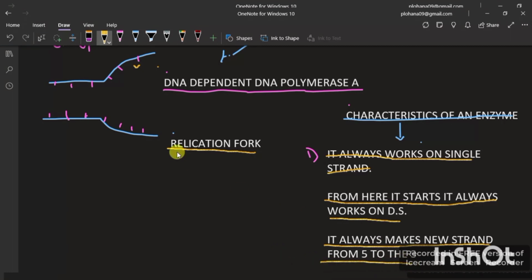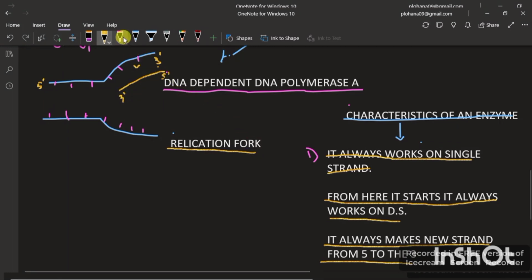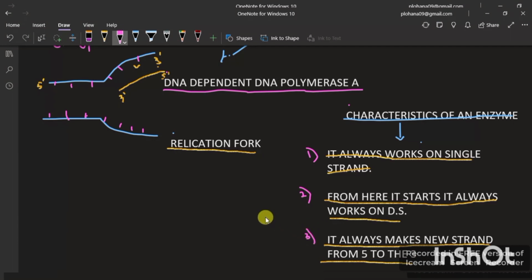The third characteristic is that it always makes a new strand from the 5' end to the 3' end. If I have the 5' end here and the 3' end here, it means the new strand which will be made will be made from the 5' end to the 3' end. If I am going to make the strand from here to there, it must be 5' end here, because this is the condition of this enzyme, and here it has to be 3' end, so that it can be complementary to the template strand. So this was the second characteristic and that was the third characteristic. Now we are just going to check how this can happen.